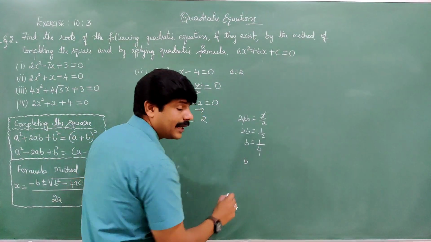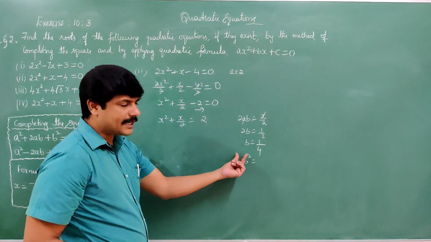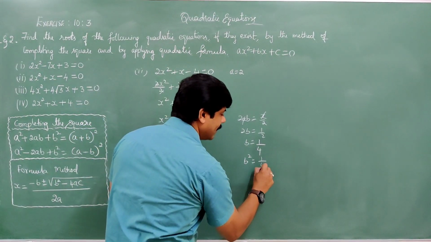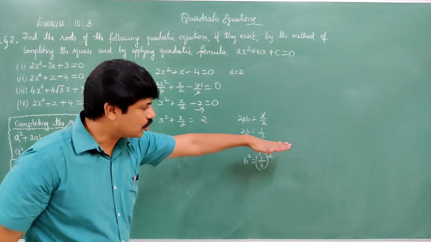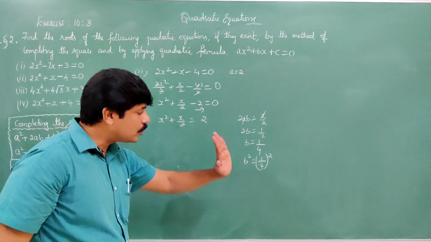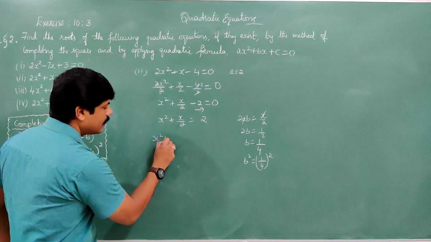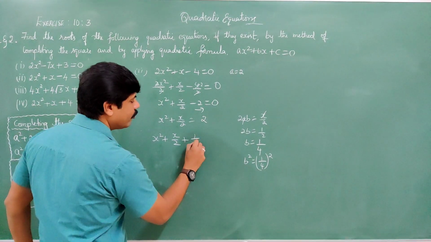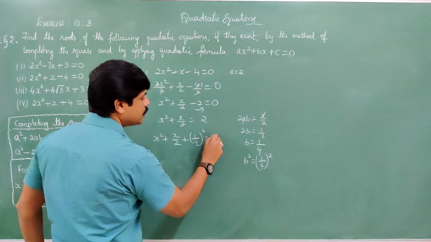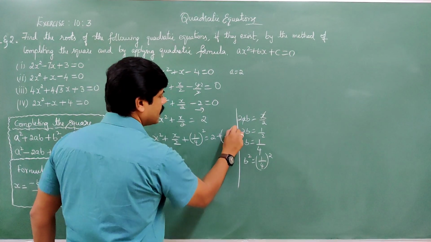So what we need is b square. Whatever we have on the other side, make it a whole square. Square taken on both sides. Now add this b square on both sides. X square plus x by 2 plus b square, which is 1 by 4 whole square, is equal to 2 plus 1 by 4 whole square.